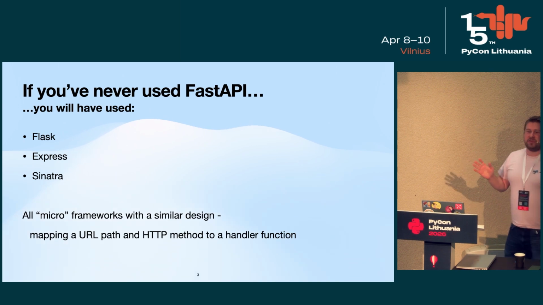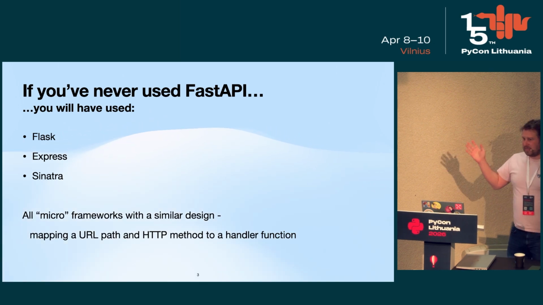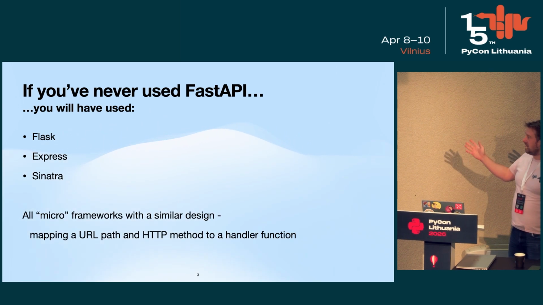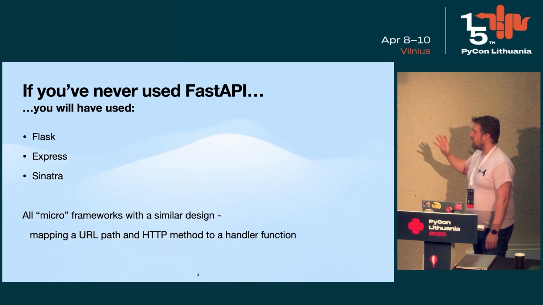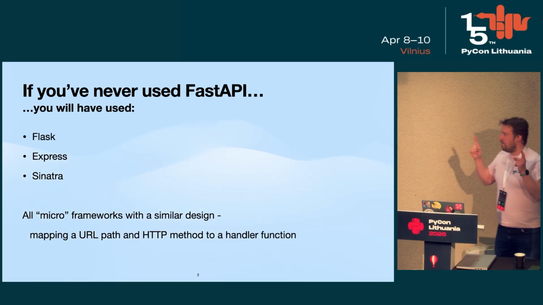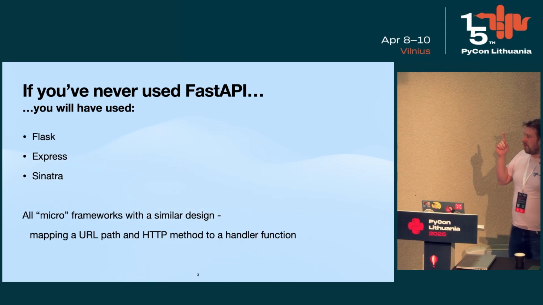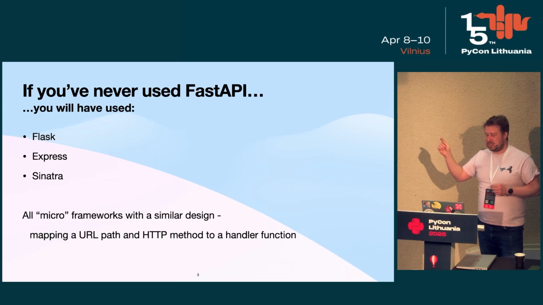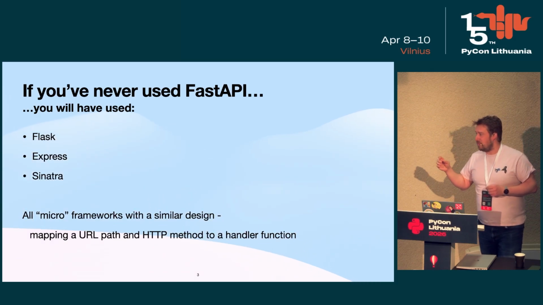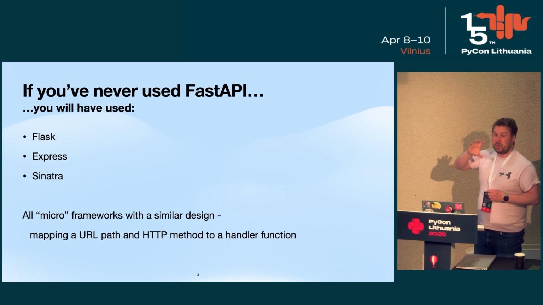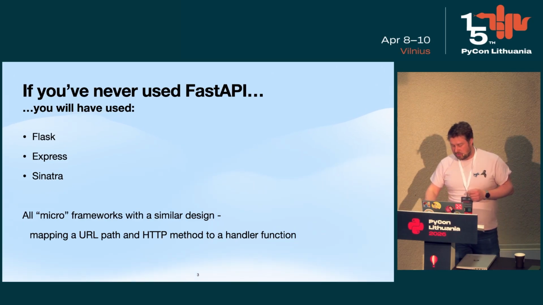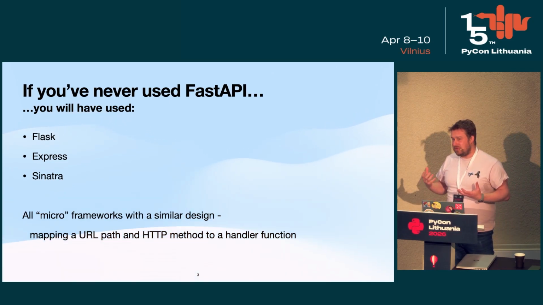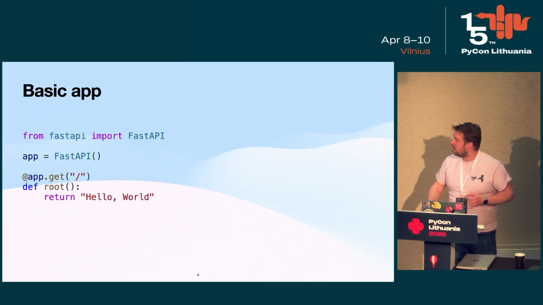If you have never used FastAPI, then you will have used Flask, you will have used Express or Sinatra. And these are all micro frameworks. They've got a very similar design. They map a URL path and an HTTP method onto a function that handles that. They take path parameters as input arguments, and in FastAPI, they take the request body as an input argument as well. So yeah, if you've not used FastAPI, then it should look quite familiar to you.